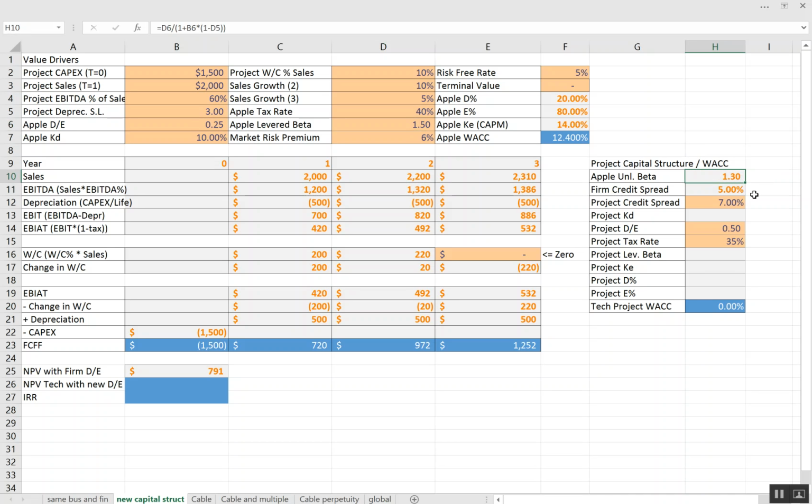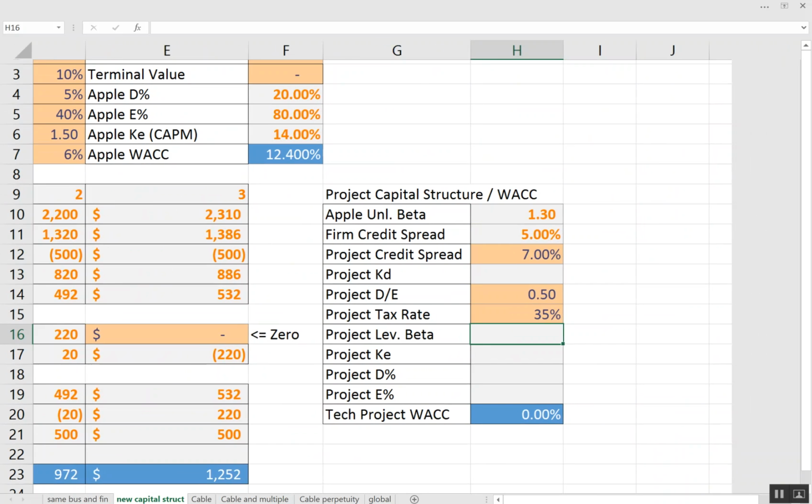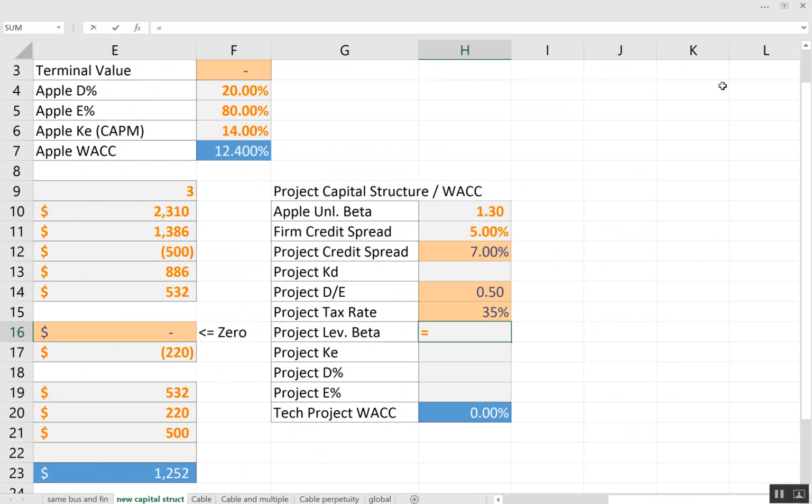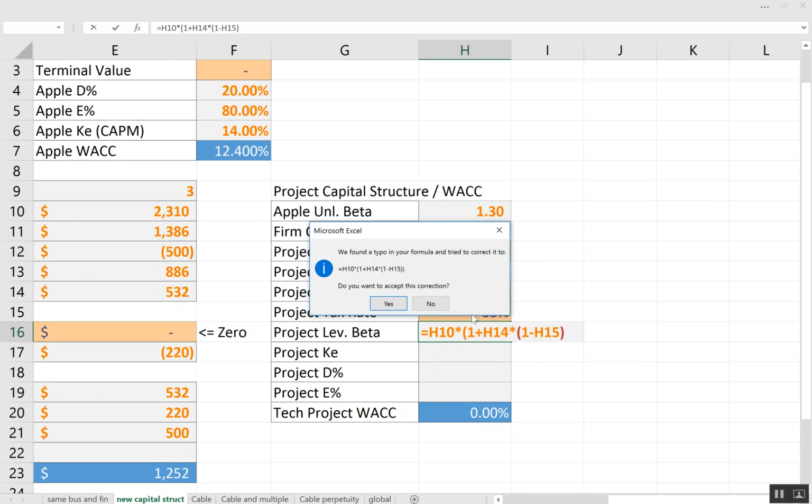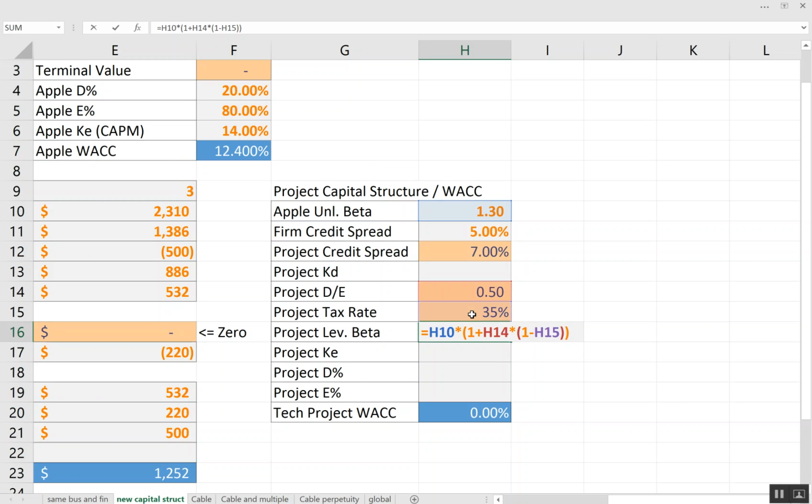That's an unlevered beta. And then I'm going to calculate what the beta would be with this new project. It would be the unlevered beta, which captures the business risk, times 1 plus the project's after-tax DD ratio. So this project would have a beta of 1.73, reflecting the higher leverage.